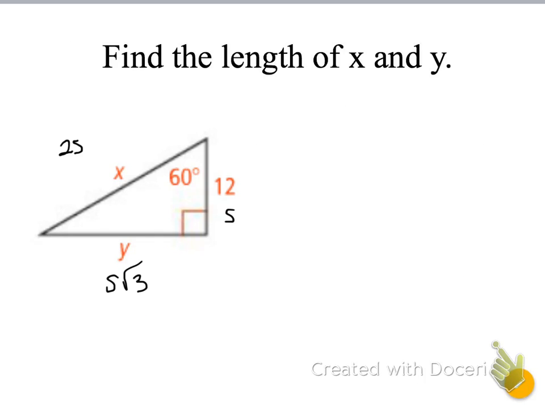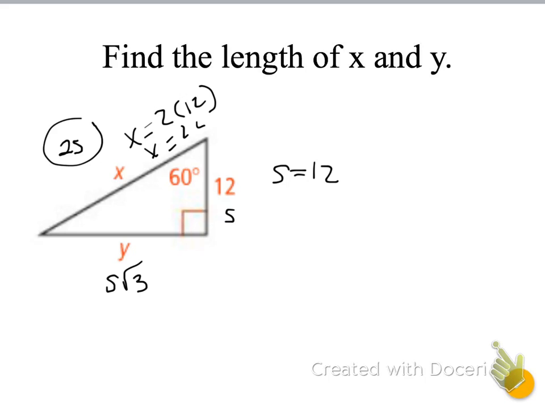Okay, so we know s is going to be 12, so to find this, we're just going to plug in. s equals 12, we're going to plug 12 in for s, so x is going to equal 2 times 12, so x is equal to 24, and then my next one, for y, we're going to plug 12 in again, so 12 square root of 3 for that one.